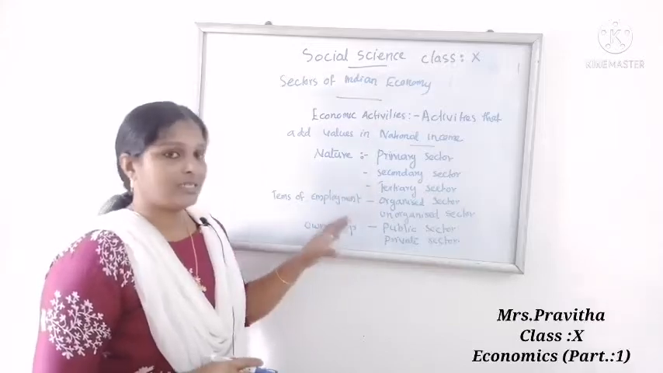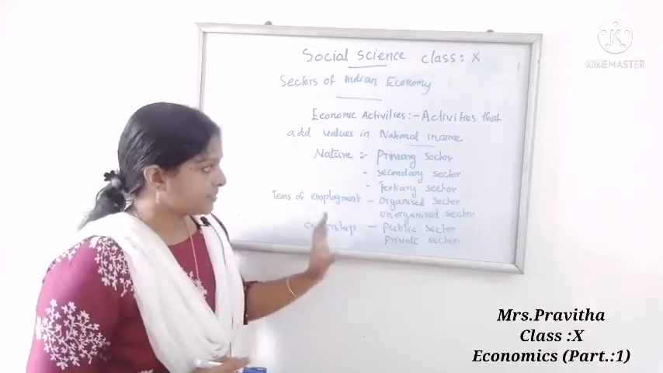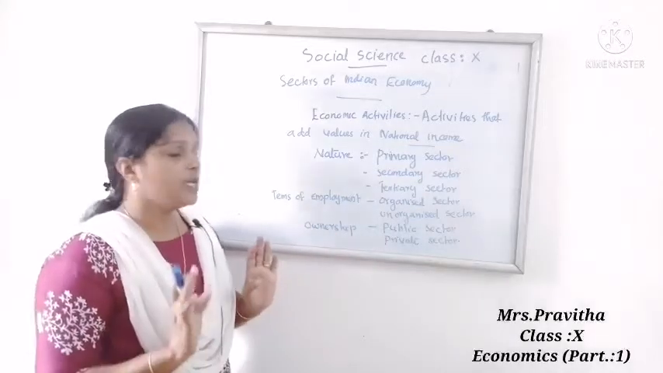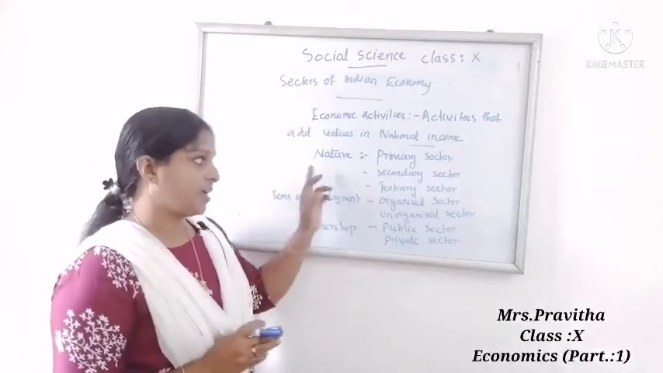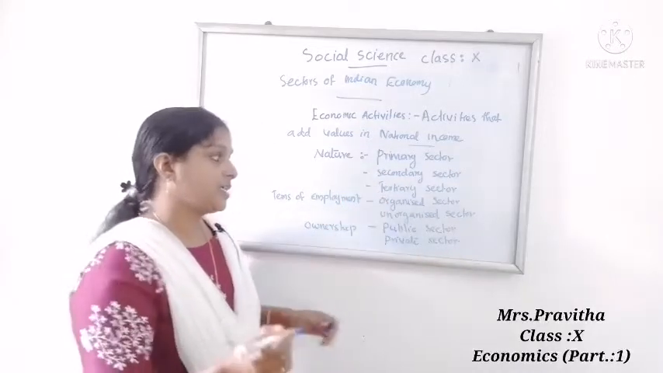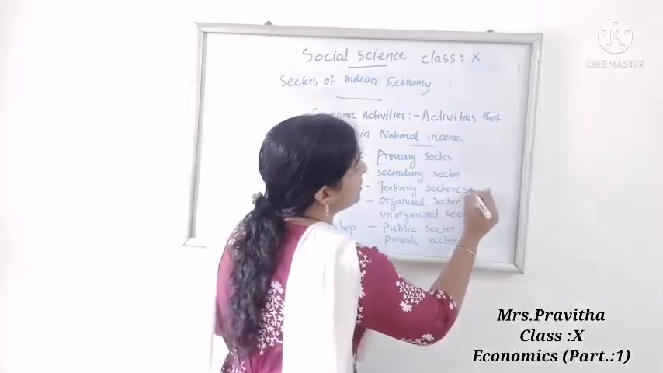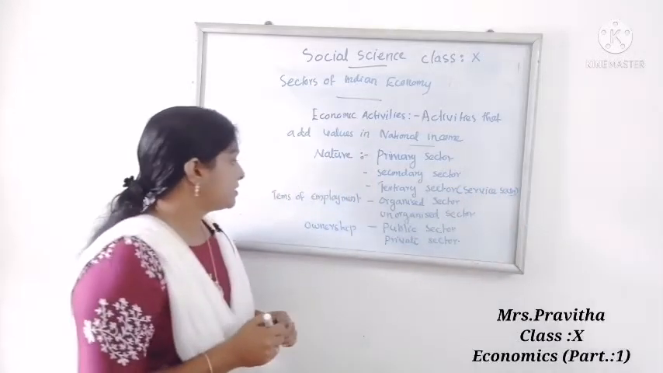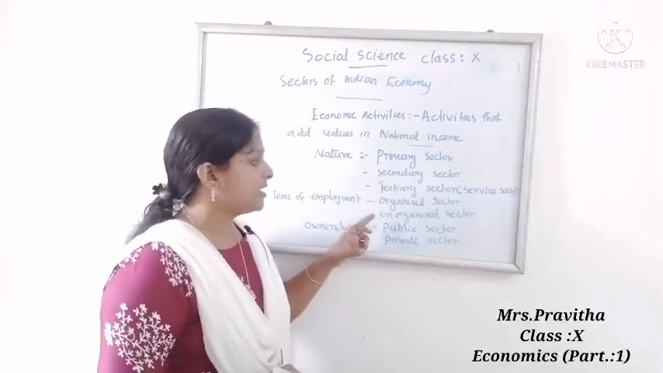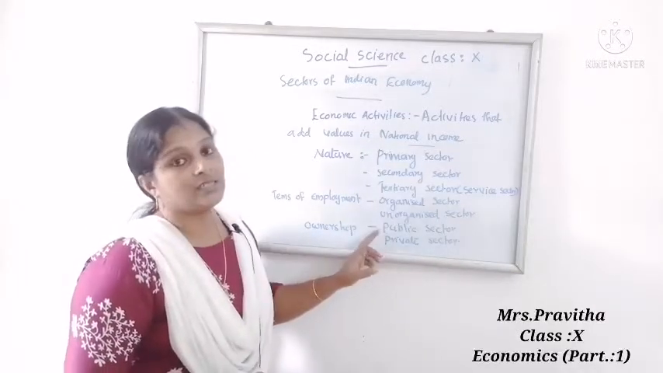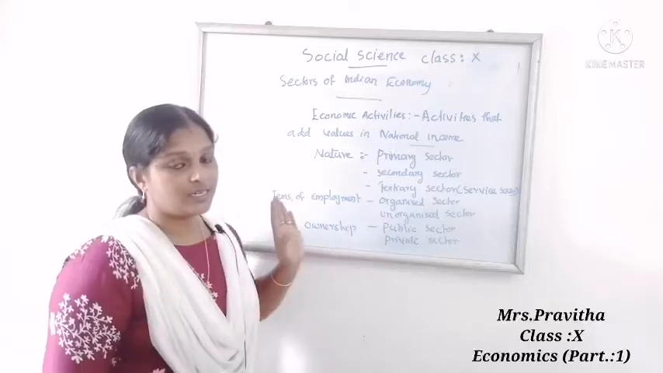So we will study all these classifications in this chapter. Once again, ma'am will tell: on the basis of nature, primary, secondary, tertiary sector. Tertiary sector is also known as service sector. On the basis of employment, organized and unorganized sector. On the basis of ownership, public sector and private sector. Is it clear?